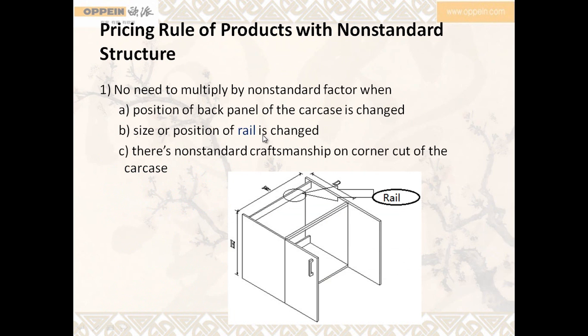There are 3 pricing rules of products with non-standard structure. 1. No need to multiply by non-standard factor when A. Position of back panel of the carcass is changed. B. Size or position of rail is changed. C. There's non-standard craftsmanship on corner cut of the carcass. So here, this picture shows what rail is.